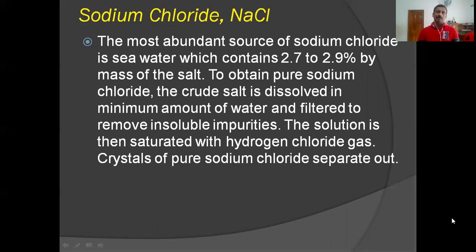Therefore, the solidified sodium chloride is first dissolved in pure water. Insoluble impurities are filtered and removed. Then further purification is done by the crystallization of sodium chloride from that solution by saturation with hydrogen chloride gas. Then sodium chloride will precipitate.